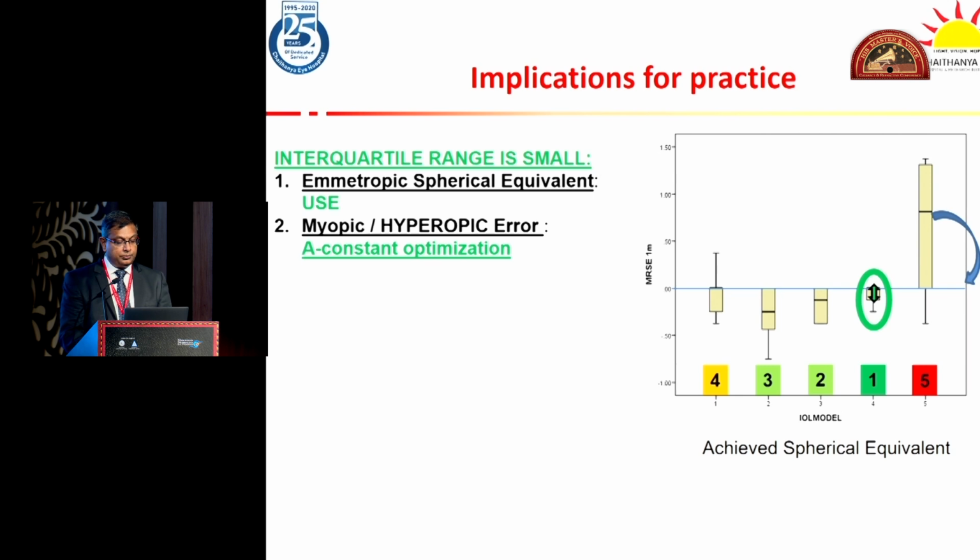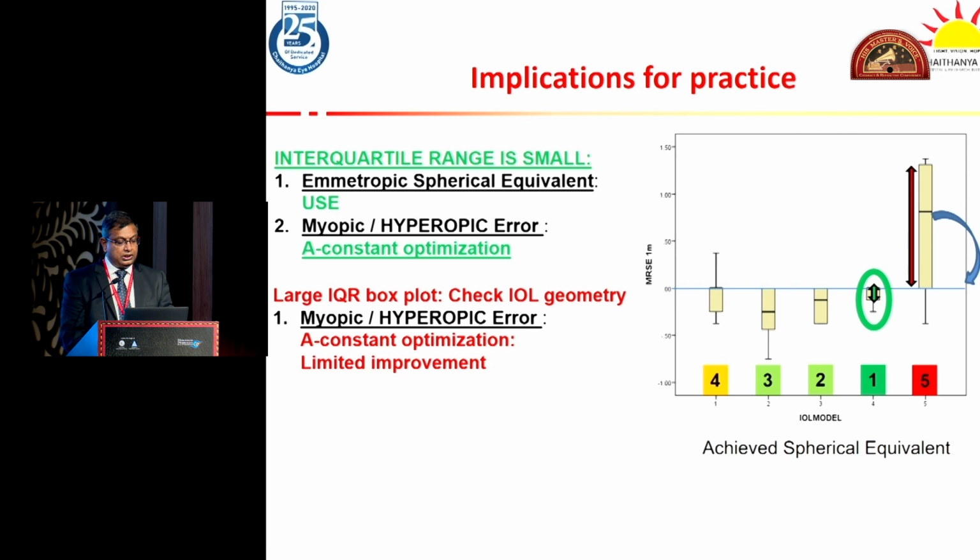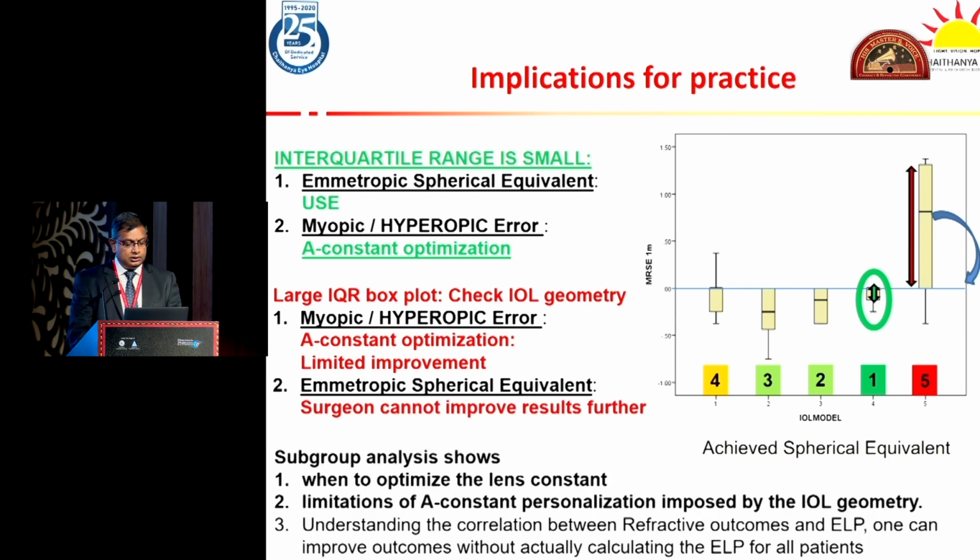Where there is a myopic or hyperopic error, we can choose to do a constant optimization by bringing the mean closer to plano. But when there is a large interquartile range on the box plot, then we are just shifting the error up and down, but we are not bringing it closer to plano. And constant optimization in lenses like this has a limited role in improving the clinical outcomes, and the surgeon cannot improve the results further.